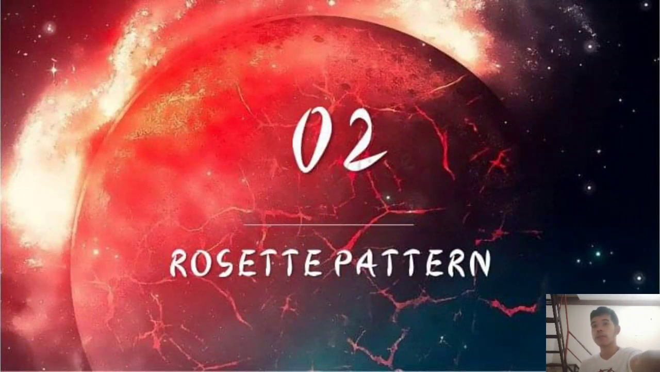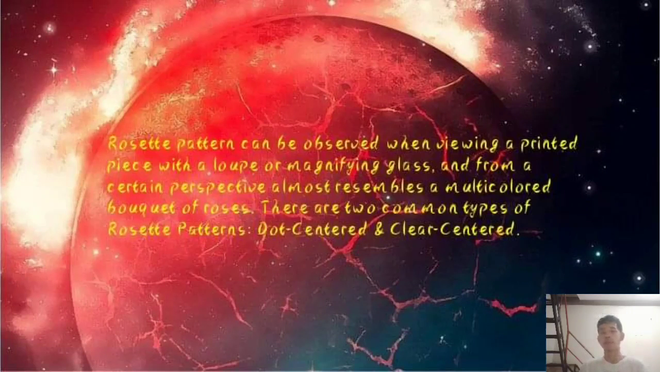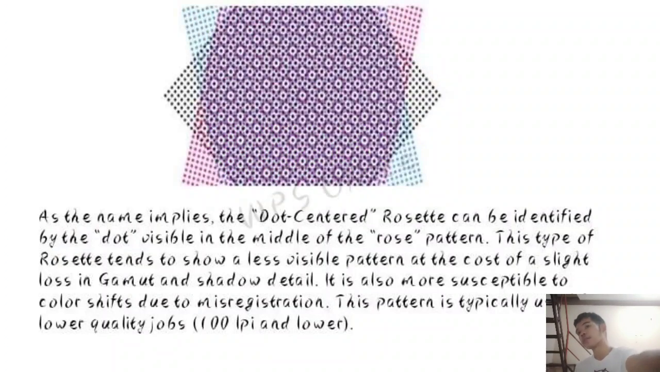A rosette pattern can be observed when viewing a printed piece with a loupe or magnifying glass, and from a certain perspective it almost resembles a multicolored bouquet of roses. There are two common types of rosette pattern, the dot-centered and the clear-centered. As the name implies, the dot-centered rosette can be identified by the dot visible in the middle of the rose pattern.